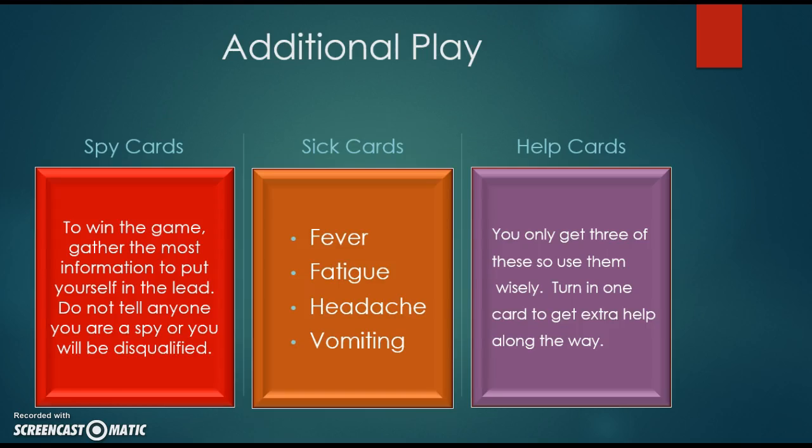Some of the additional play options will be spy cards, sick cards, and help cards. At the beginning, there will be various students who are chosen as spies, and they can play the game however they want, gathering information by eavesdropping, talking to other members of the group. The sick cards reveal the symptoms, starting off very generalized at first and steadily getting more specific as more group members are quarantined. And then help cards, there are 3 help cards allowed throughout the entire game, but once they've used those, then they are done.